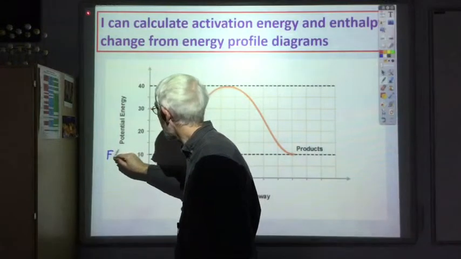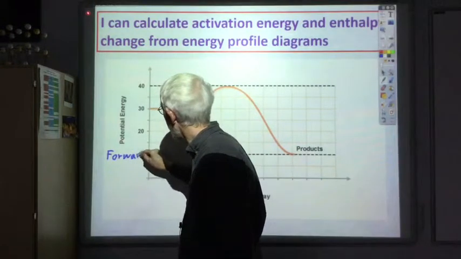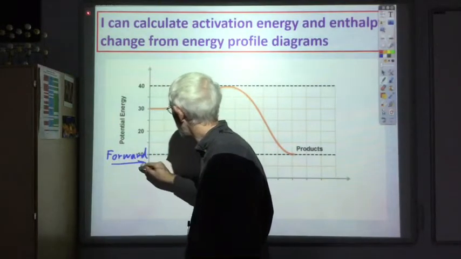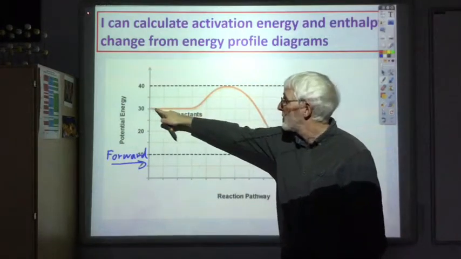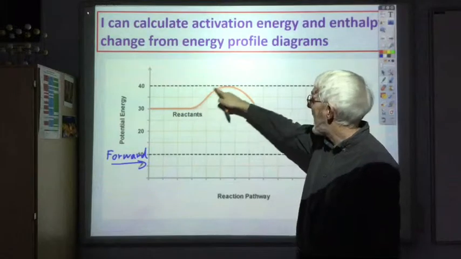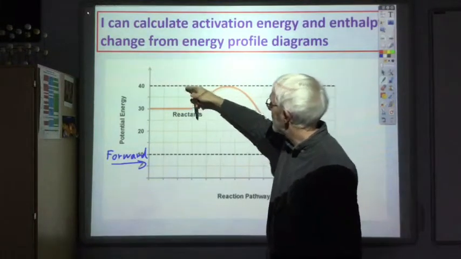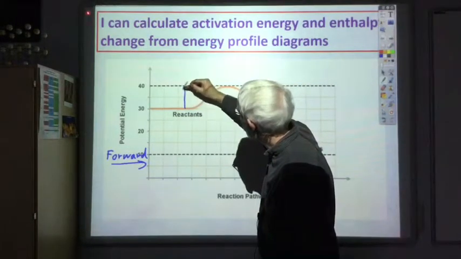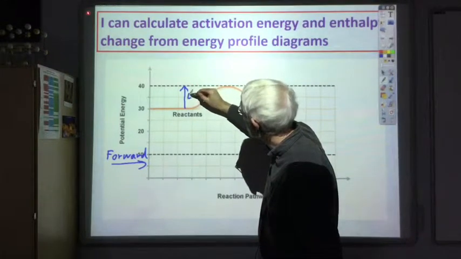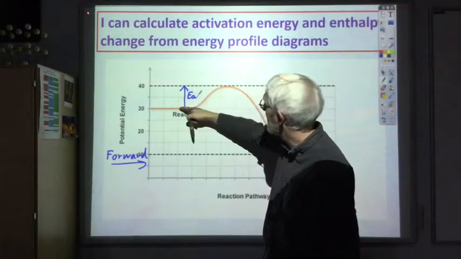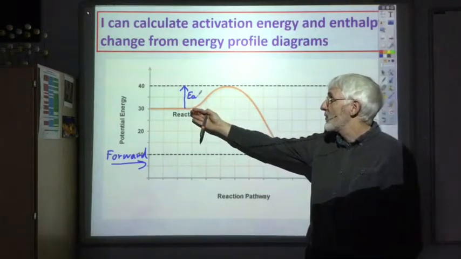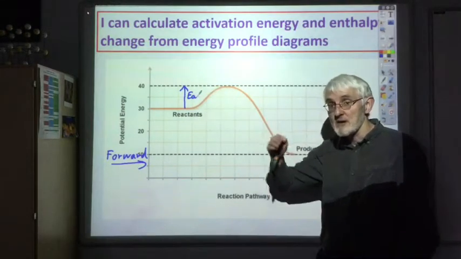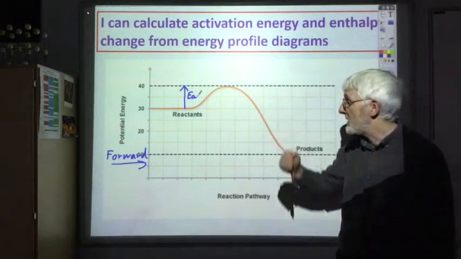It's just forward reaction going in that direction. So the activation energy is from where you start, which is at 30, to the highest point, which is 40. So that was the activation energy for the forward reaction. So it's 10 kilojoules per mole, and going up the potential energy diagram is always positive, it's always endothermic.